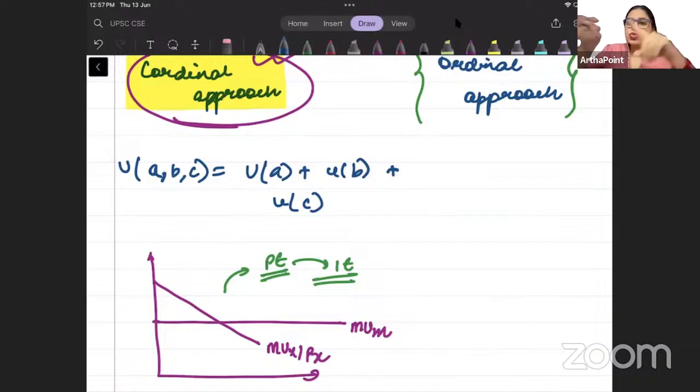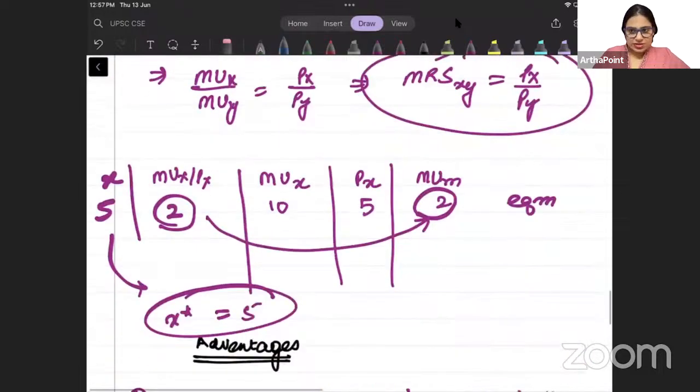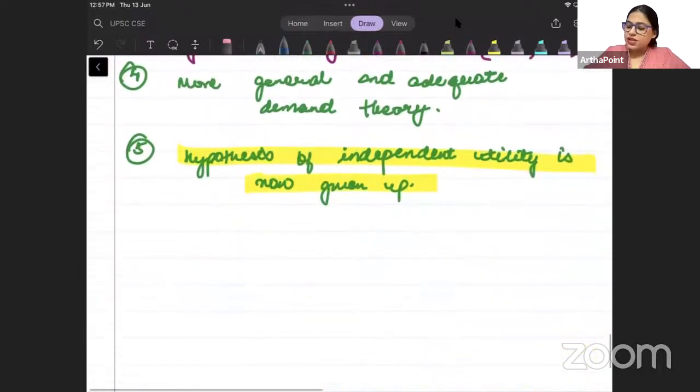How will we treat goods which are complementary, which are to be consumed together, which affect each other? How will we treat goods which are substitute goods? So this hypothesis was assuming that goods are independent of each other. But that is not the case in the real world. So now we don't have to assume that anymore.